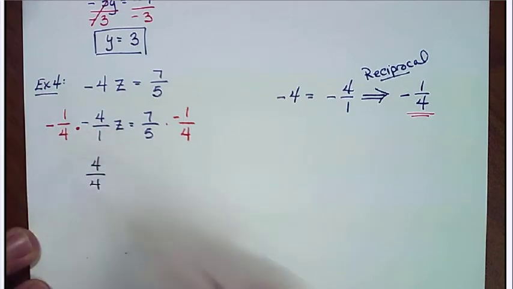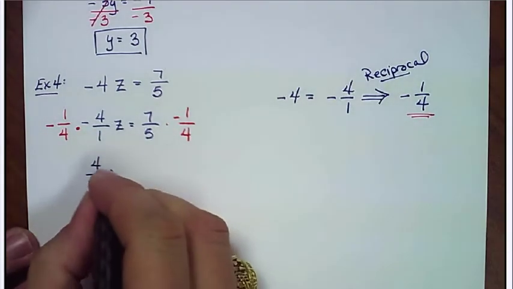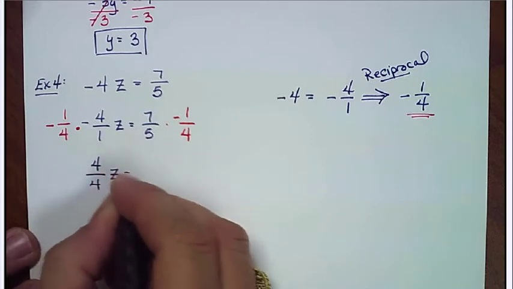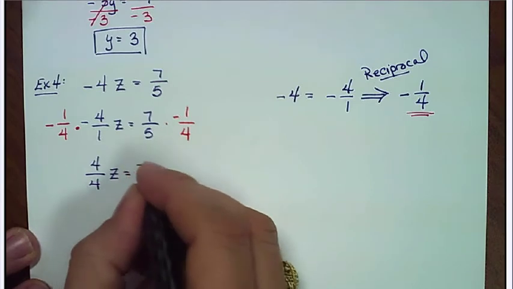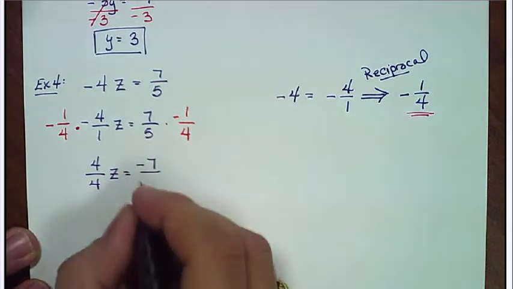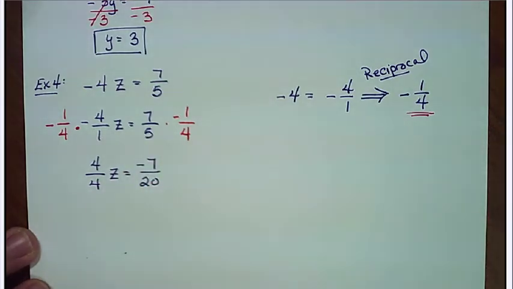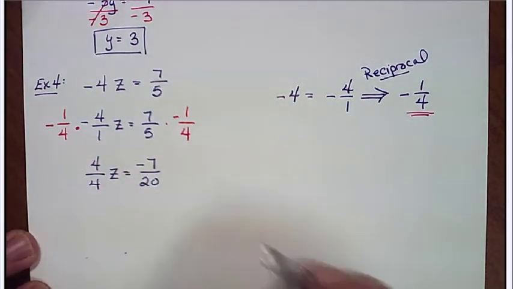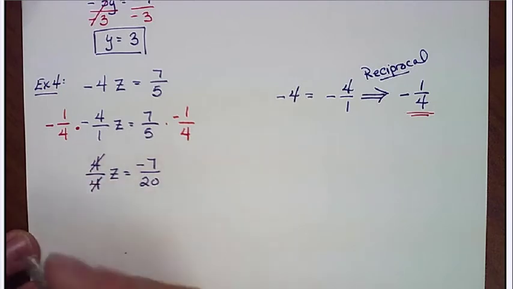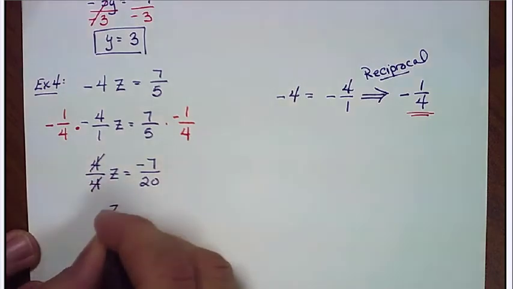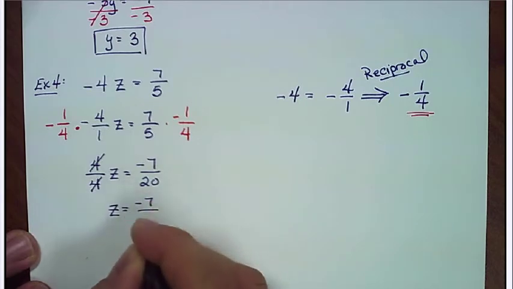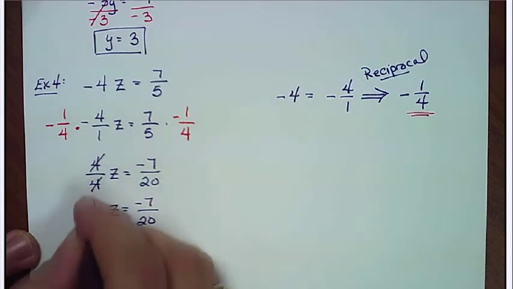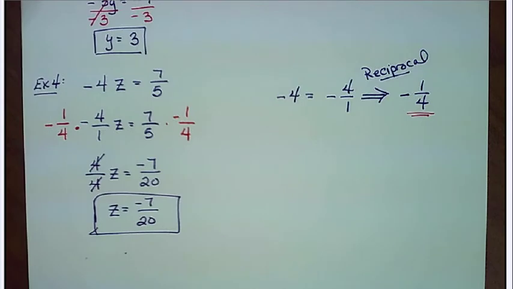Negative times negative gives me positive. So I'm just left with 4 over 4z. And then this is going to give me 7 times negative 1. That's just going to give me negative 7. And then 5 times 4 is going to give me 20. Okay, well, that's not bad. 4 divided by 4 is just going to give me 1. So we say that those cancel out, just like we did at the very first. So this is just going to give me z is equal to negative 7 over 20.